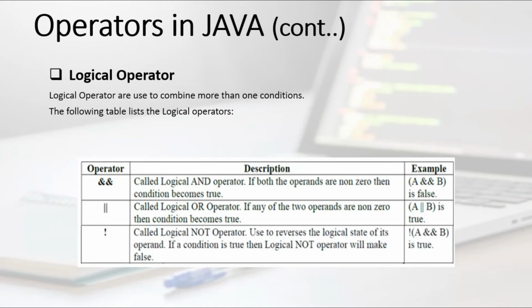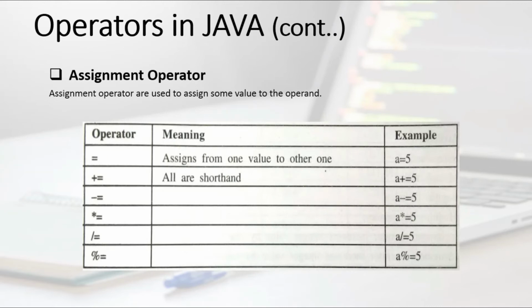Let's take the fourth one, assignment operator. Assignment operators are used to assign some value to the operands. It is generally used as equal to, which assigns a value to a variable, as a is equal to 5. Now the others are plus equal to, minus equal to, multiplication equal to, divide equal to, and modulo equal to. Let's understand it by an example.